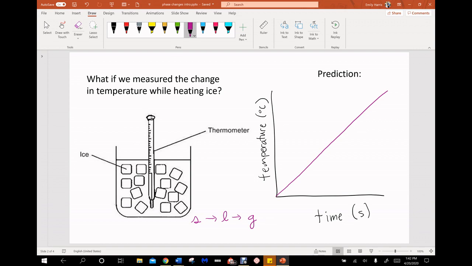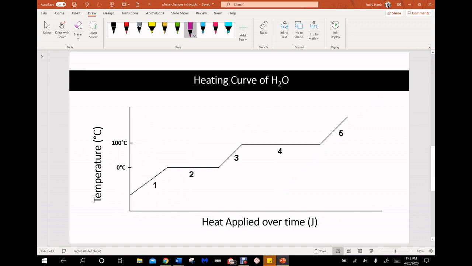But then what we do is we've made our prediction and then we look at the actual results from this experiment. And what's very interesting is that our prediction does not match the actual results. And so here's a picture of the actual results. And instead of being one straight line up, it almost looks like a stair step. So as we apply heat over time, at first the temperature raises, then it stays constant, it raises, then it stays constant, then it raises one more time. So then we normally spend some time answering some questions and trying to figure out what's happening.